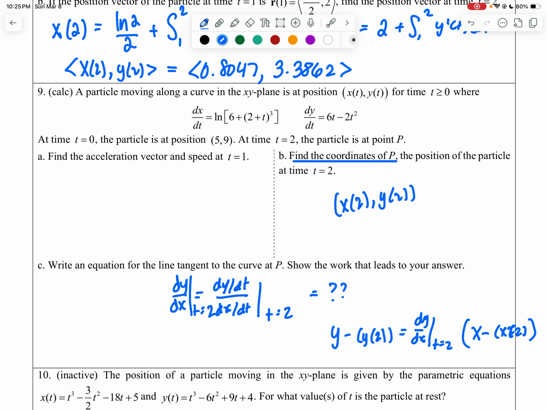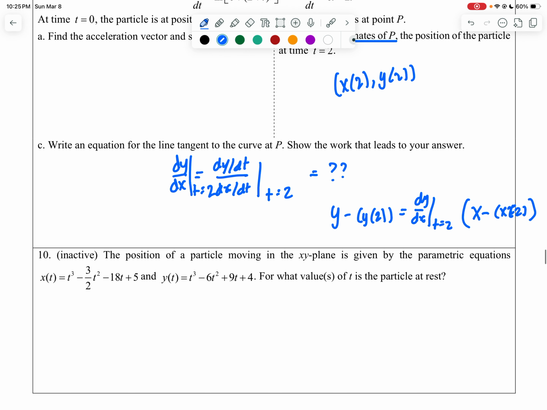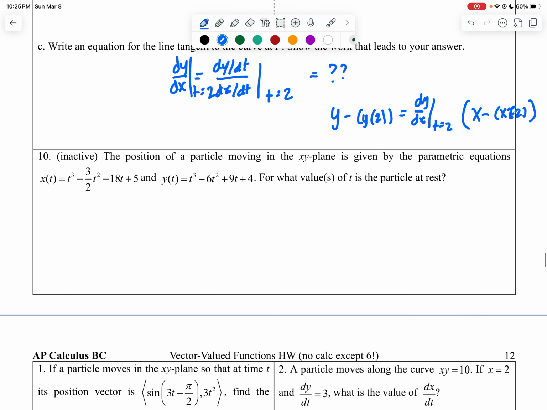All right, so last one, number 10, it's a calculator interactive problem. It's asking you for what values of t is the particle at rest. Now remember that the particle is at rest when both dx dt and dy dt are 0. So I'm just going to take the derivative of this and then see what happens whenever I do that. Set this equal to 0. And then set this equal to 0.